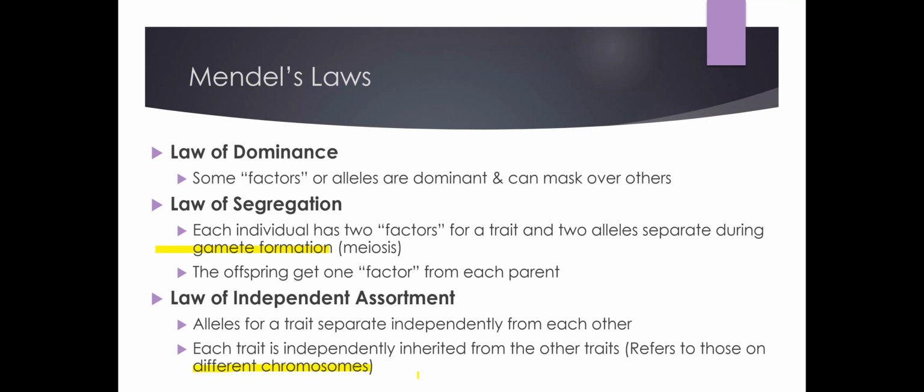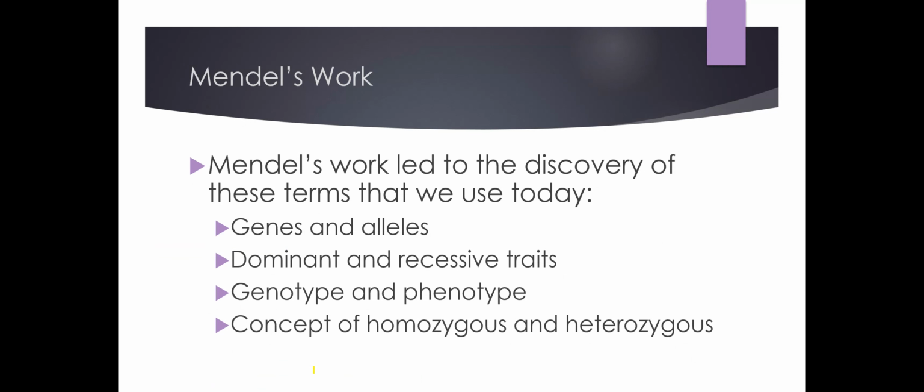So an example of this is just because you have curly hair doesn't mean you have to have blue eyes, okay? Or just because you're tall doesn't mean you have to have freckles. All right, each trait is inherited independently of the others. And really this has to be on different chromosomes.